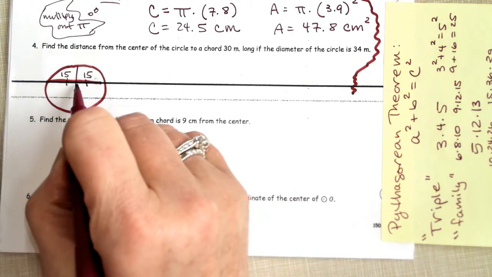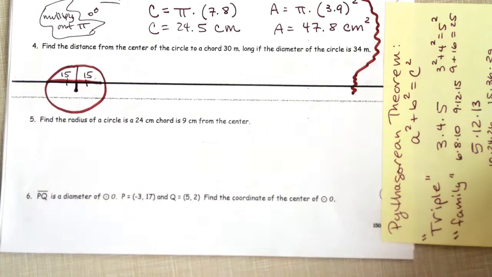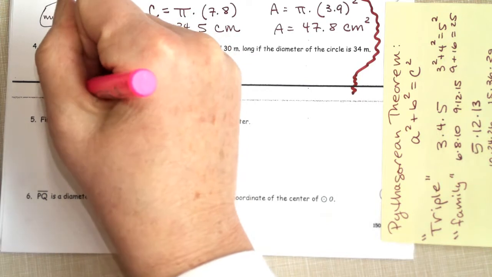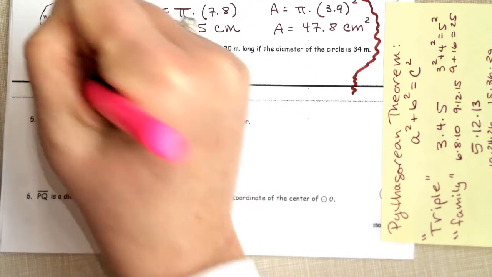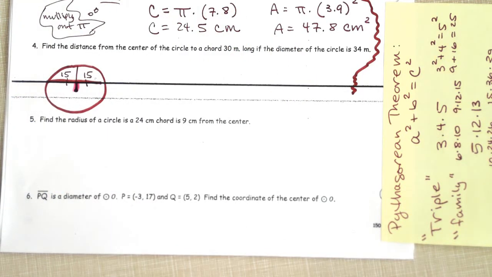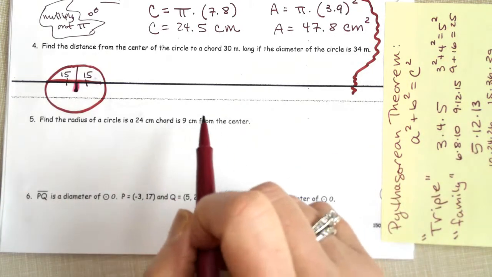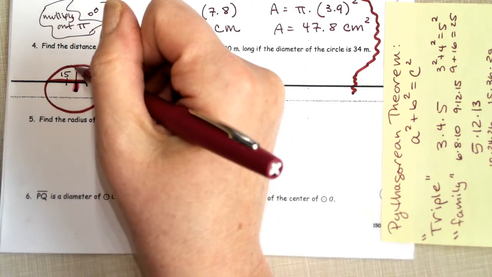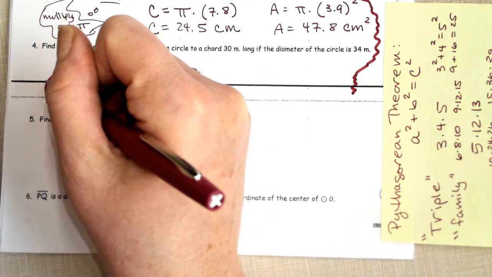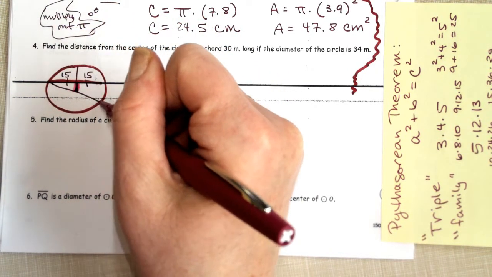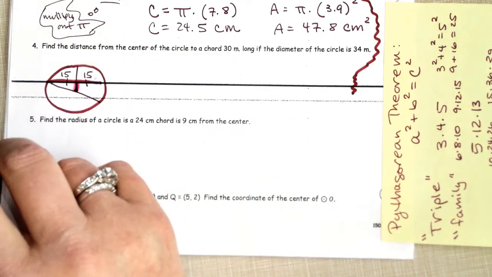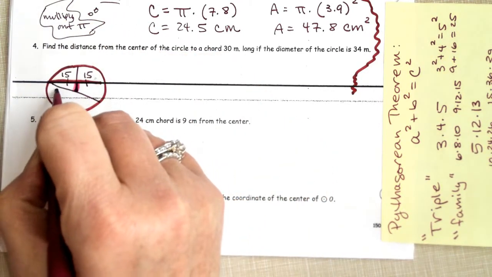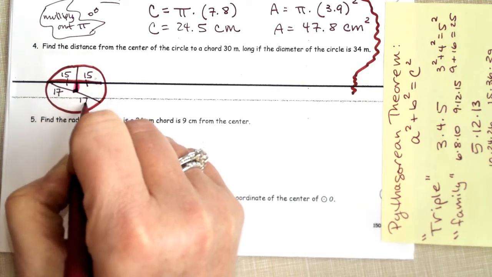We're looking for this little x value right here. I'm going to highlight this little guy. That's what we're looking for. If the diameter is 34. So remember, the diameter is all the way through, like end point to end point. So if the diameter is 34, each half is 17.